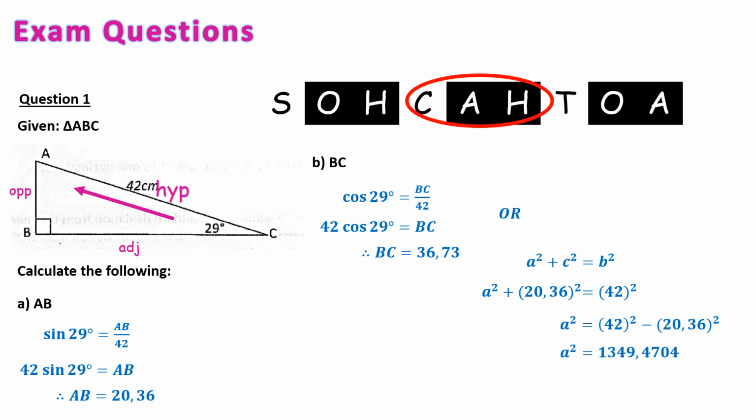So if I go 42 squared minus 20,36 squared on my calculator, I end up with 1349,4704, etc. Don't round off at this stage. Remember, you only round off in your final answer. So if I want to get my final answer, I'm going to square root both sides. So the square root of 1349,4704 gives me 36,73 as well. So you can choose if you want to use trigonometry or if you want to use Pythagoras, if you already have two of the sides. It's up to you.